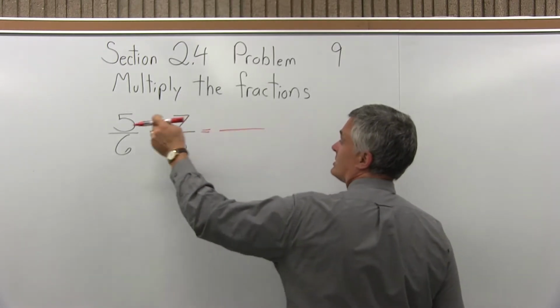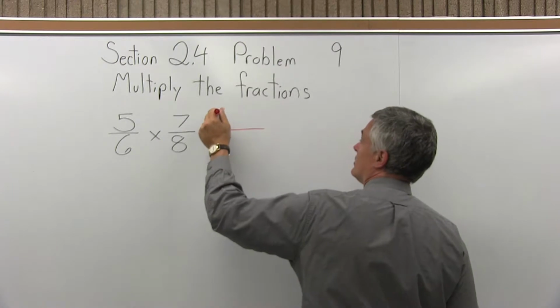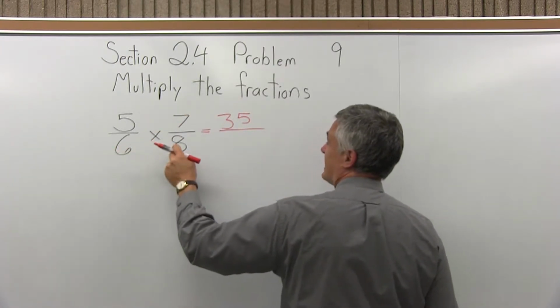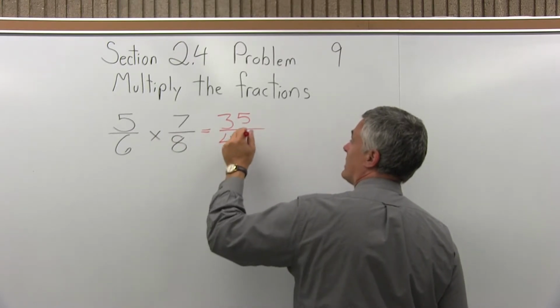So coming across the top, we have 5 times 7, which is 35. And then for the bottoms, we have 6 times 8, which is 48.